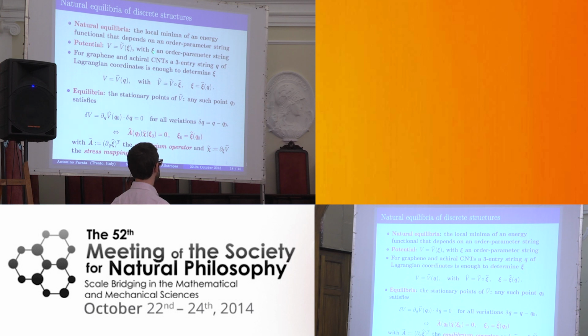This potential depends on a string of order parameters, and we call this string psi. As we will see later, in graphene and achiral carbon nanotubes, just 3 entries of Lagrangian coordinates are sufficient to determine this order parameter string because of the symmetry of the problem. Of course, the equilibria are the stationary points of this functional B, and this stationary condition can be written like an equilibrium operator acting on a stress mapping. We have to be careful to define this stress mapping in the discrete case, and this is what we will do in a second.